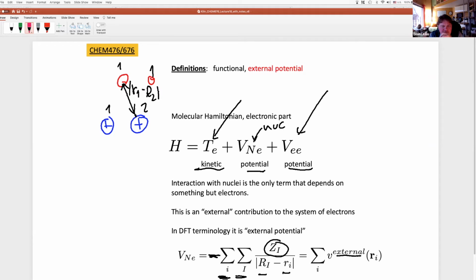One more of the definitions. Here is the electronic part of the total energy. So we temporarily forget about ions and speak only about electrons. And the total energy of electrons is composed of kinetic energy, attraction to nucleus, and electron repulsion.